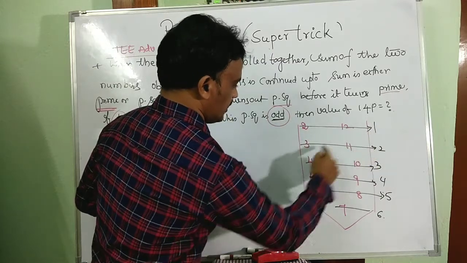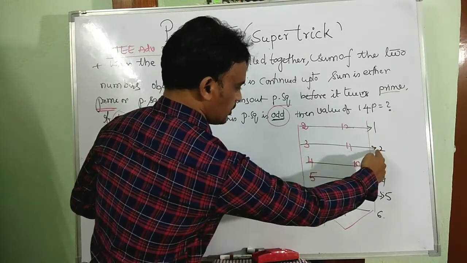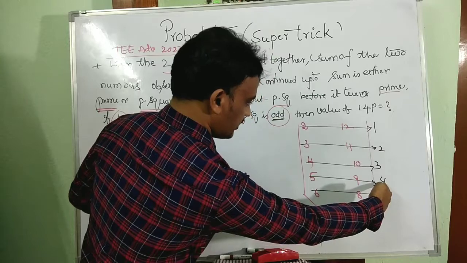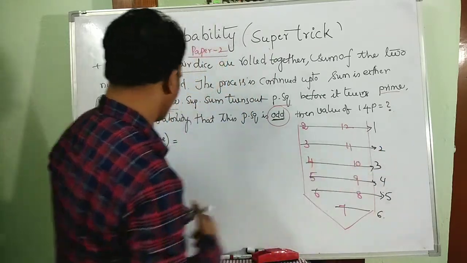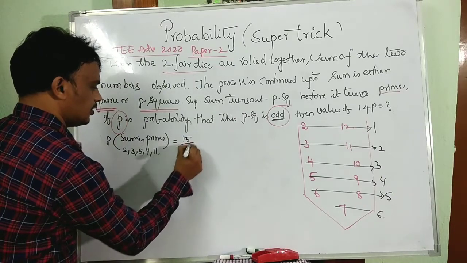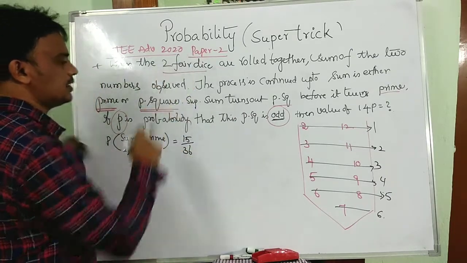So this is 1 chance, favorable chances of 1 plus 2, 3. 3 plus 4, 7. 7 plus 6, 13. 13 and 11, favorable chances of 2, 15. So which is 15 out of 36 chances when the 2 dice are rolled.